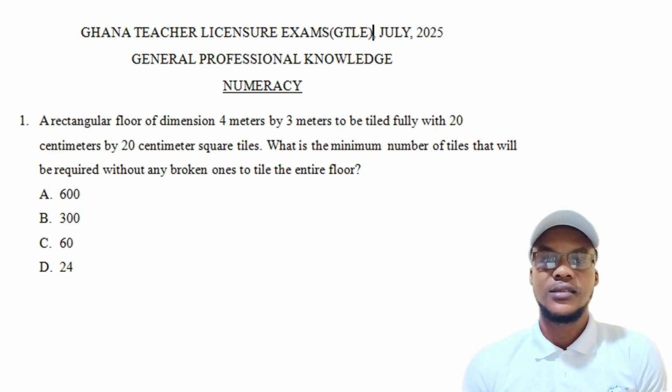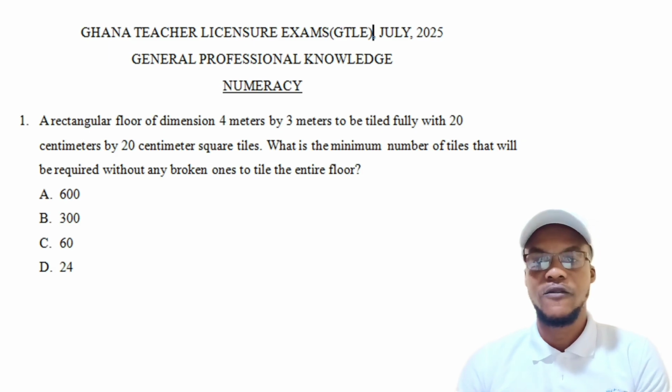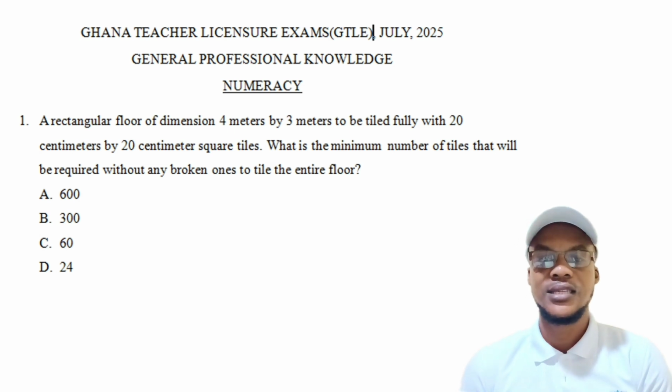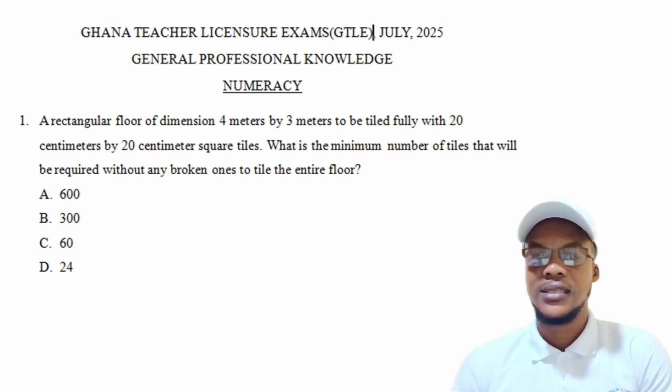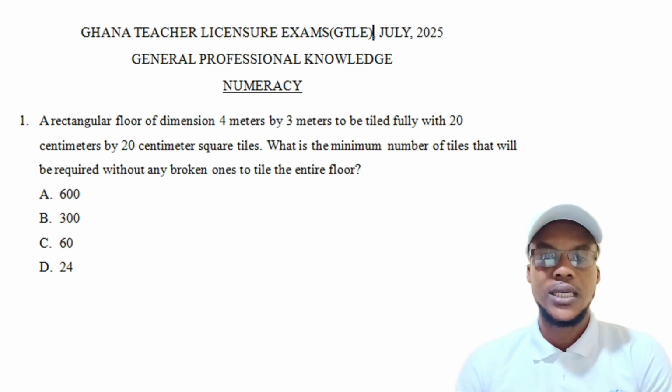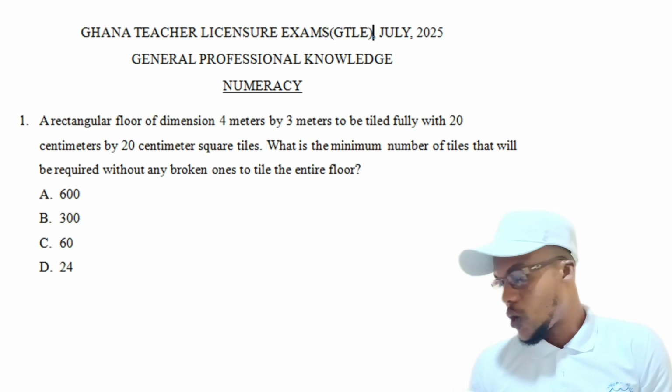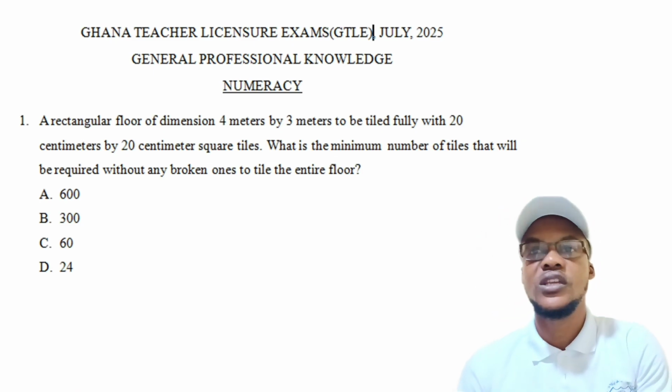So let's not waste time. This is the question we have before us. In this question, we are saying that a rectangular floor of dimensions 4 meters by 3 meters is to be tiled fully with 20 centimeters by 20 centimeters square tiles. What is the minimum number of tiles that will be required, without any broken ones, to tile the entire floor? So this is what we have today.